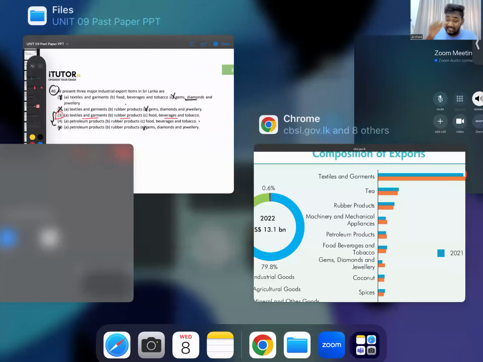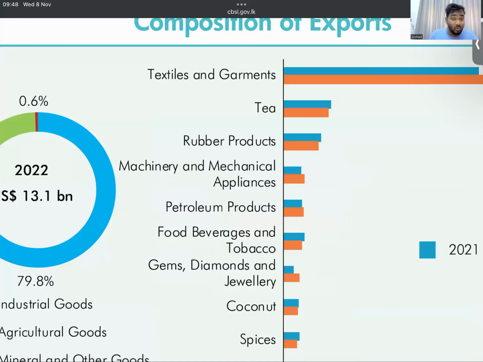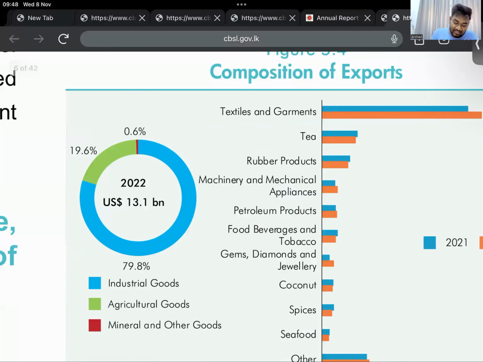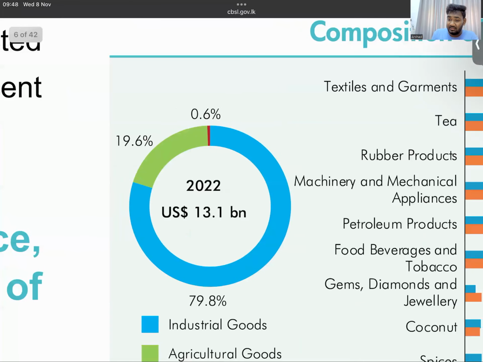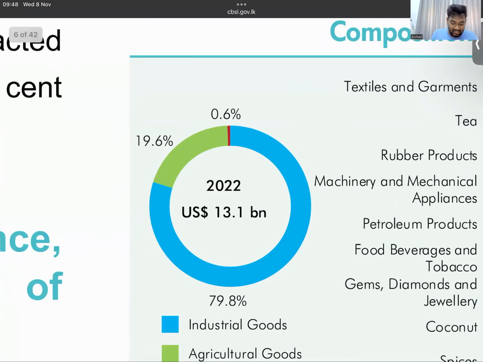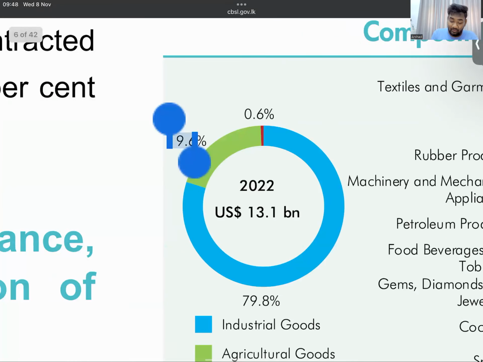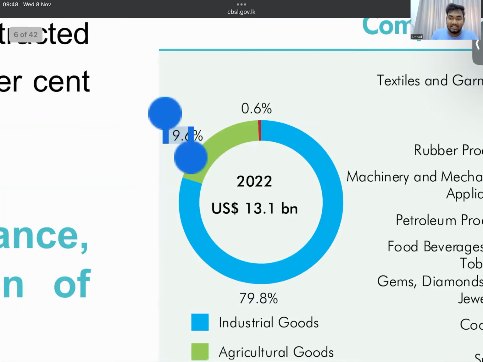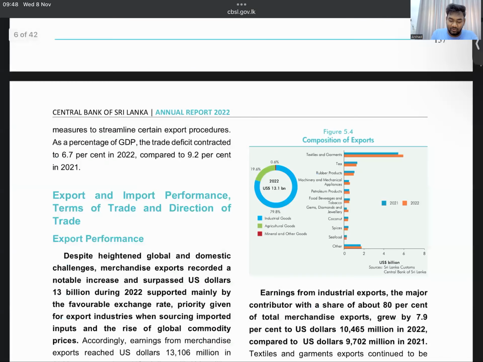So same thing if they ask for 2022, your top 3 industrial will be... no, minerals are another one. Here, minerals and other is the red one, the 0.6. That doesn't come under this. So you have industrial 79.8, agriculture 19.6, mineral and other 0.6. So inside this only you get gems and stuff. Gems and stuff don't come under industry.